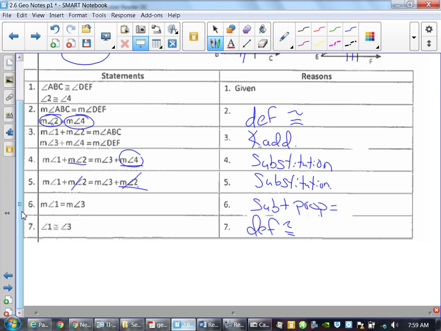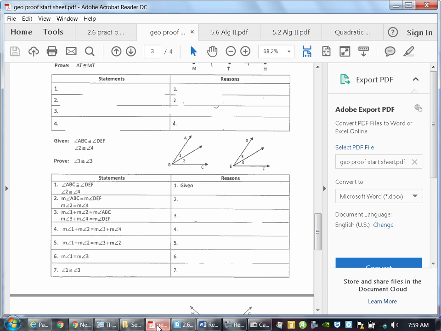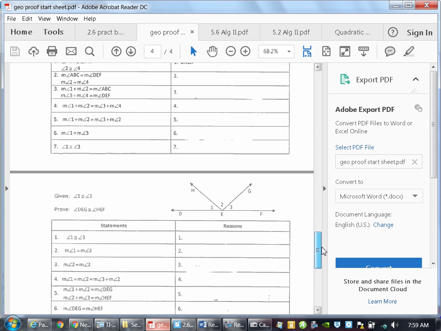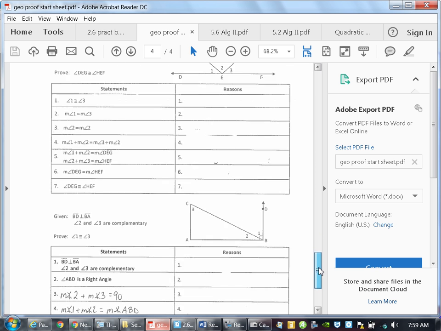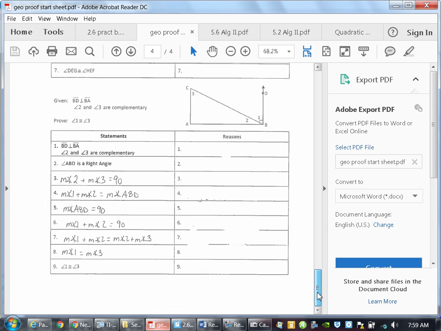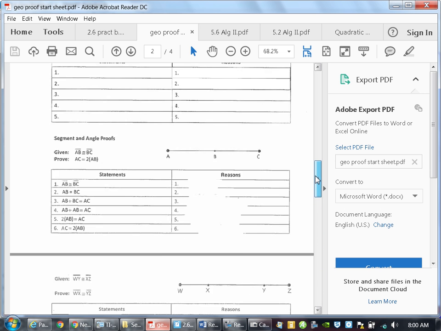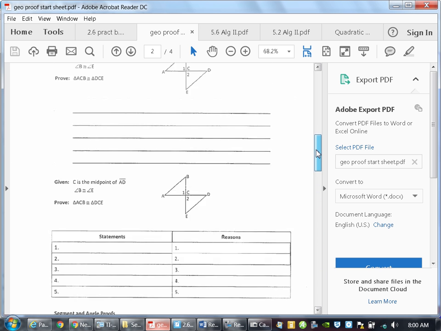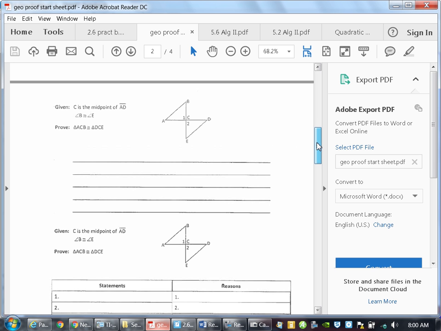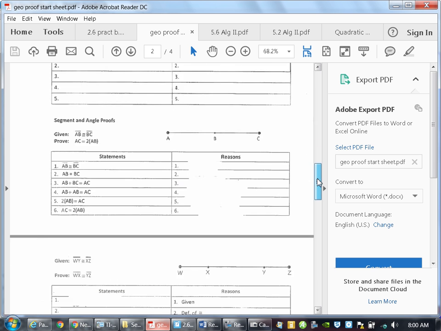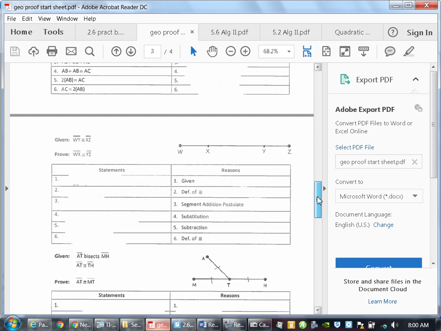Let's look at the other one I wanted to look at. So we've done those three. This one. So these two, that's a midpoint. These are triangles. We don't know those yet, so I'm not going to worry about those two. What about this? We got it.